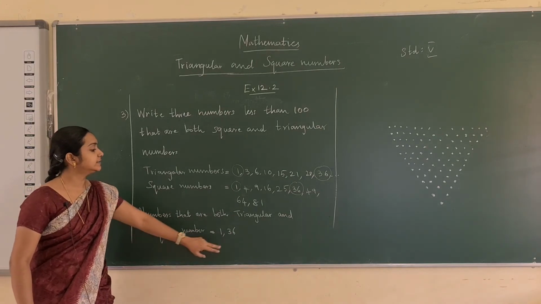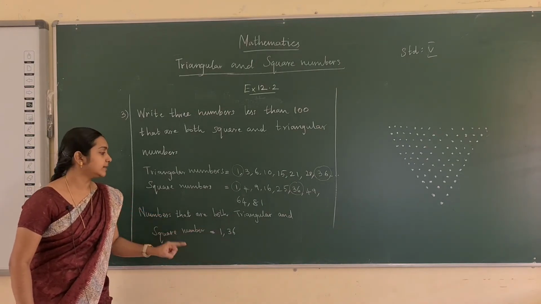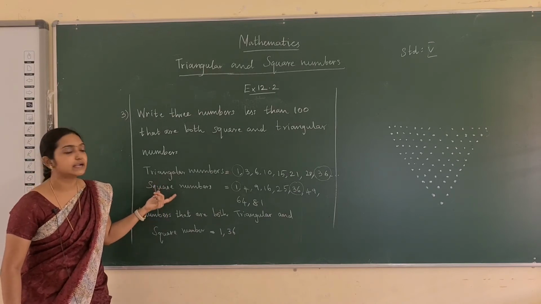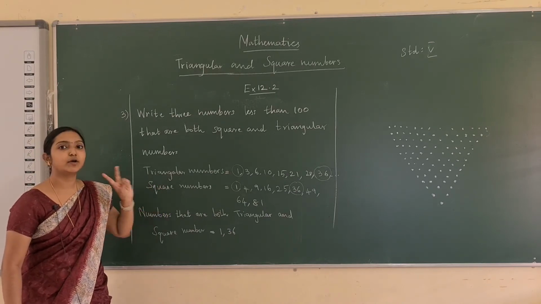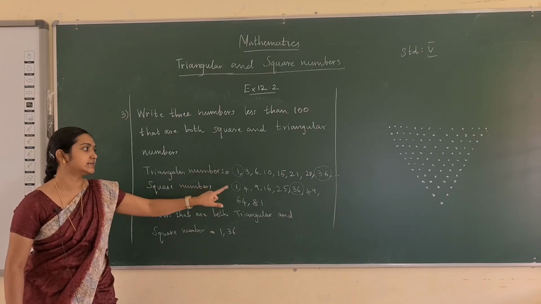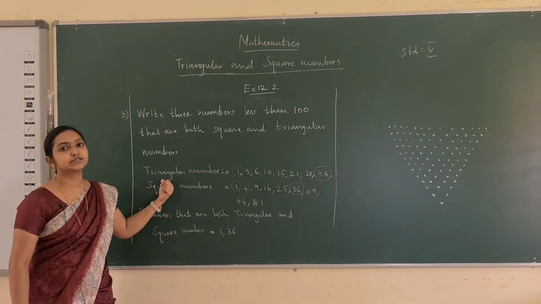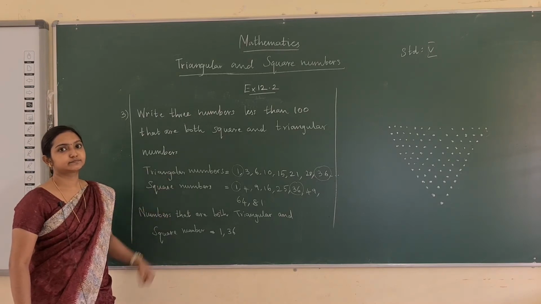So 1 and 36 are the only two numbers less than 100 that are both triangular and square number. We are having only two numbers, 1 and 36. 1 and 36 are both square number and triangular number.